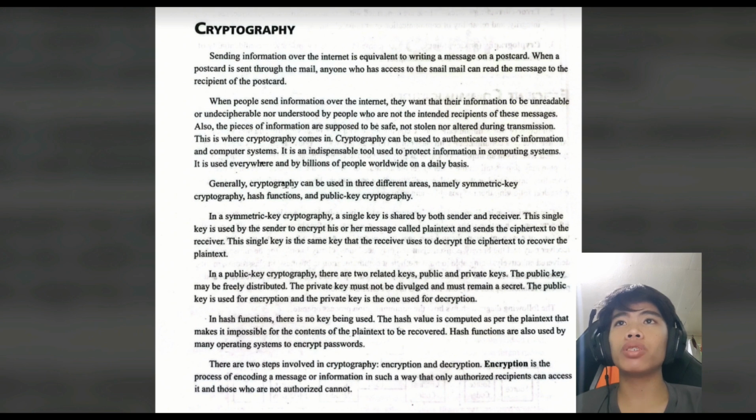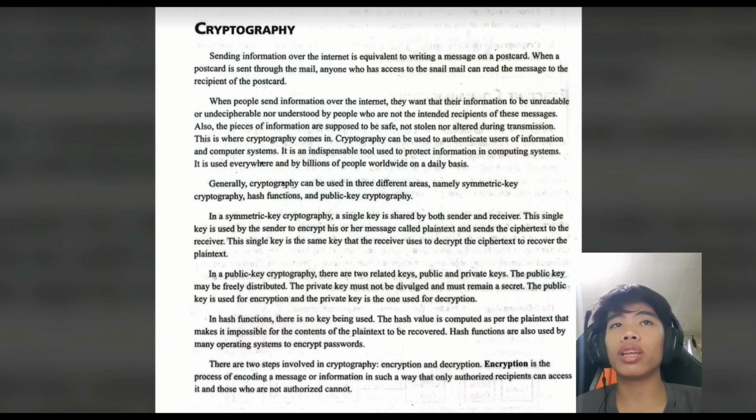So, when people send information over the internet, they want their information to be unreadable or undecipherable, nor understood by people who are not the intended recipients of these messages. Also, the pieces of information are supposed to be safe, not stolen nor altered during transmission. This is where cryptography comes in.